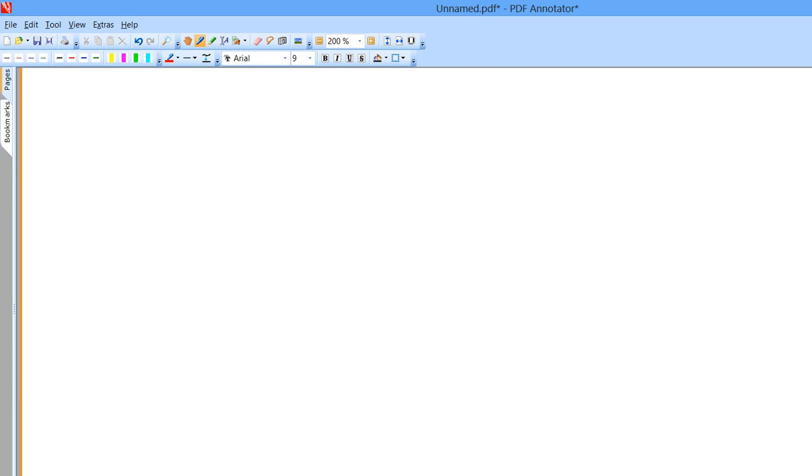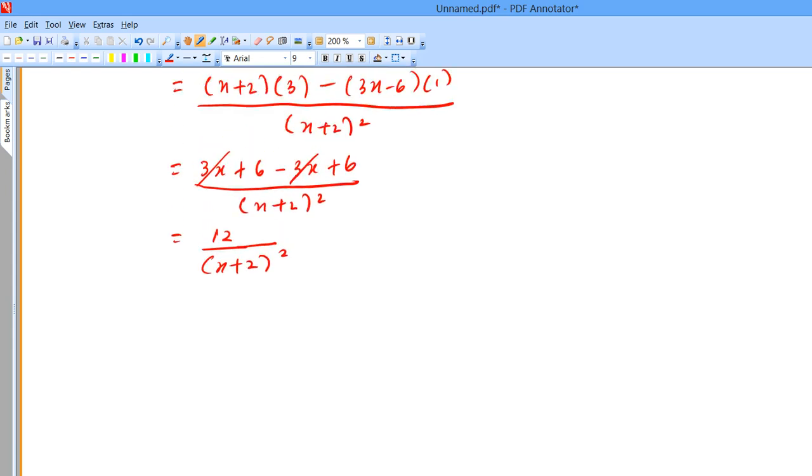Okay, we need to draw a table. Our interval is actually based on the value x plus 2 in the denominator. Since our function is a fraction, x plus 2 must not equal 0, so x must not equal negative 2. If x equals negative 2, we get 12 over 0, which means undefined.